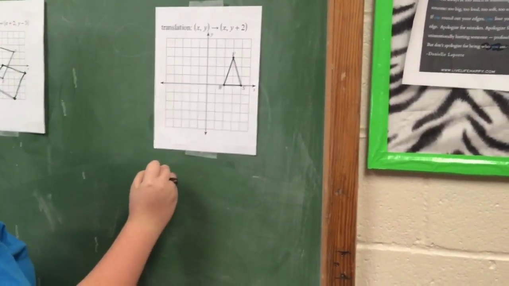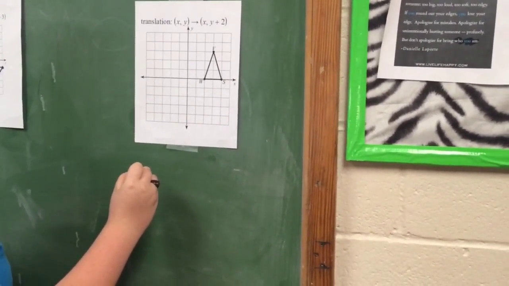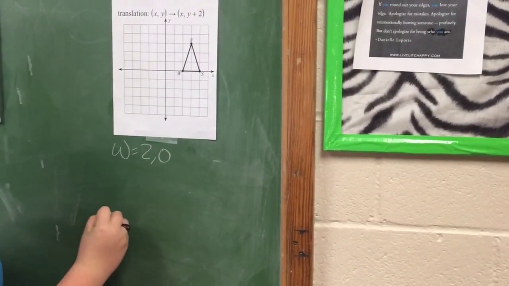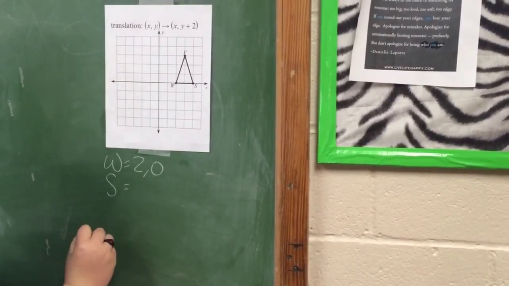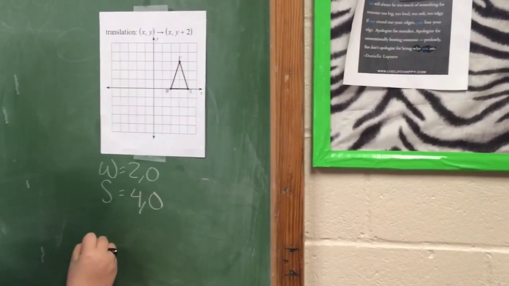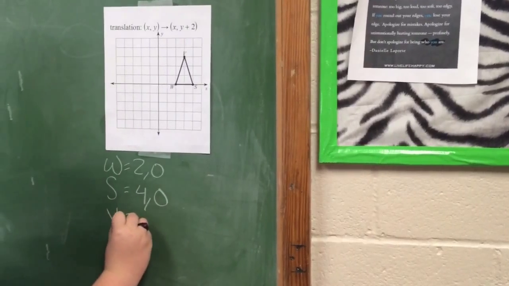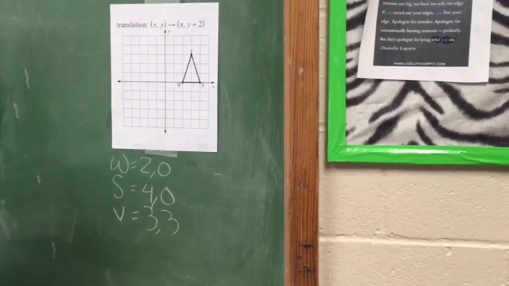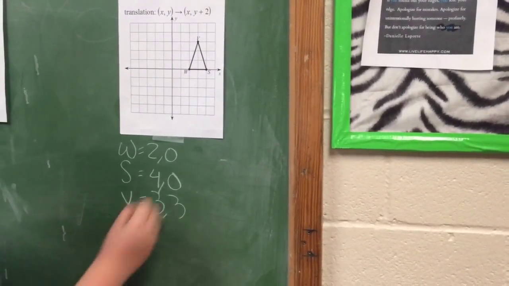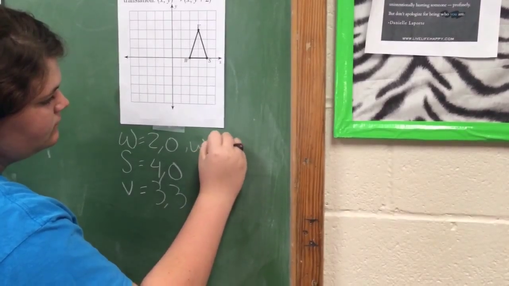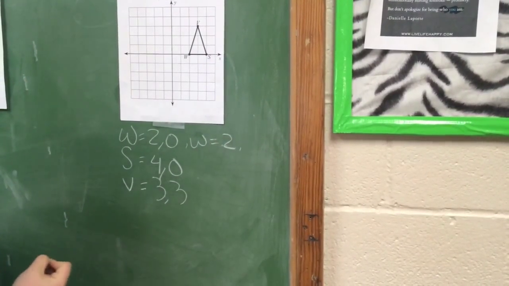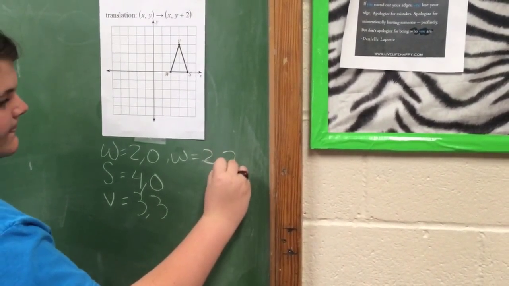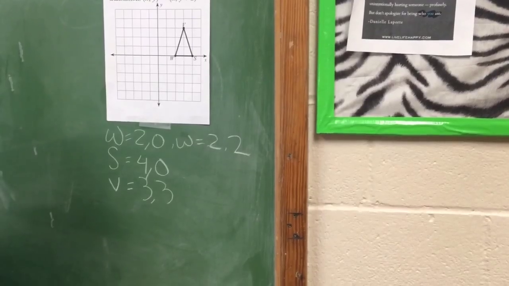Alright, now on to your new translation. For your first one, W would equal 2, 0. For S, it would equal 4, 0. And V would equal 3, 3. For this, all of the x's stay the same. So, you would take your y plus 2. And your new coordinate would be 2, 2.